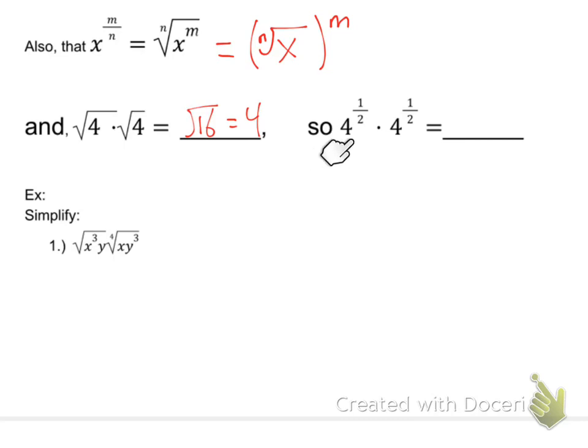But wait a minute. That's 4 to the 1/2 power times 4 to the 1/2 power. What do you do? The bases are the same. You're multiplying. That means you can do what to those exponents? Add them. So you're saying that this becomes 4 to the 1/2 plus 1/2. And a half plus a half is 1 whole, which is 4 to the first. And according to what Alex said earlier, anything to the first power is that thing, which is 4. That whole entire line just repeated itself a couple different ways to get to the same exact answer. Is that cool or what?